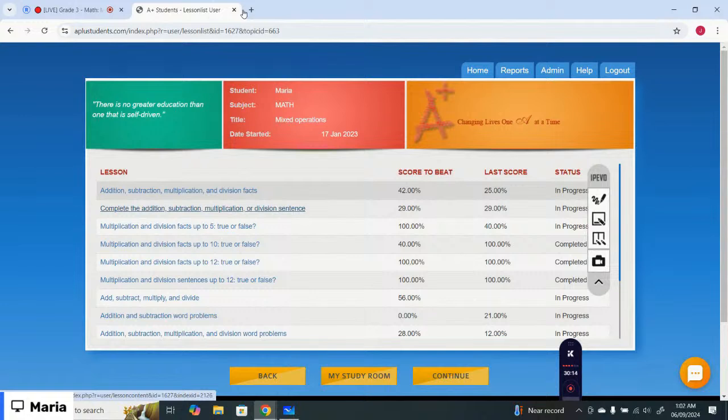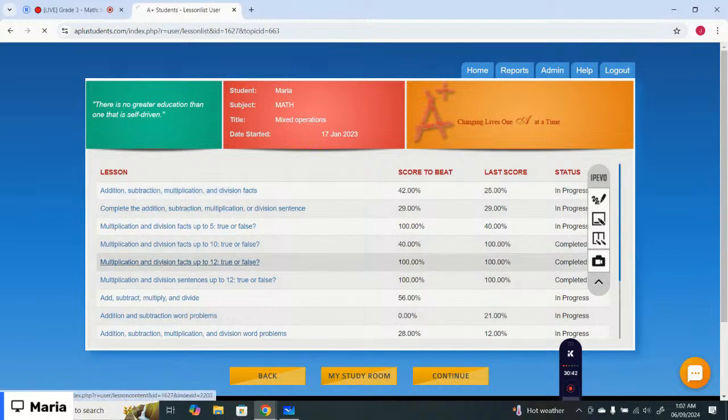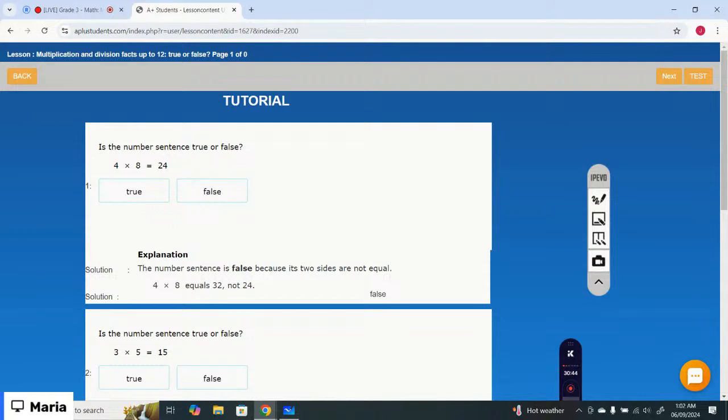Okay, here I am on grade 3 math. The chapter we're on right now is mixed operations. Let's just start with the first lesson, that is multiplication and division facts up to 12 true or false. Okay, let's just start with the first example.